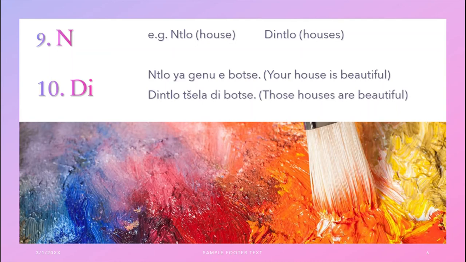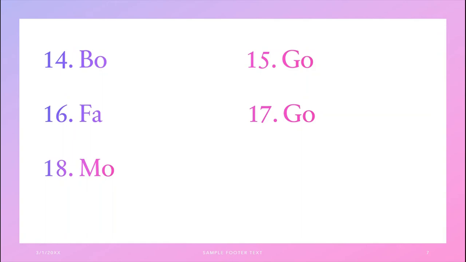And then from number 10, we have number 14. The reason why in the Sepedi prefix class table we do not have number 11, 12 and 13 is because we do not have the letter C, Q, X and Z in Sepedi. Hence, we do not have numbers 11, 12 and 13. However, they are there in other Bantu languages such as Sesotho, Setswana or isiZulu, and so forth.